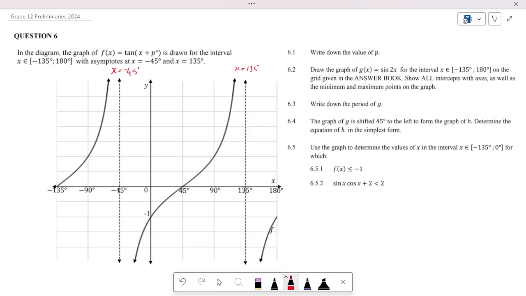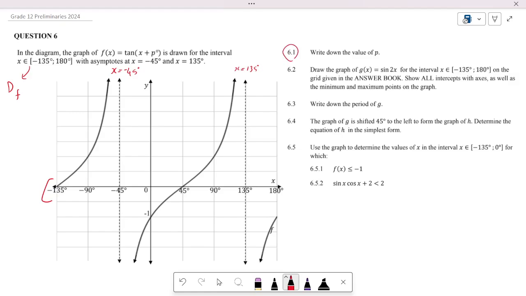Okay. And then what they're saying over here, the tan is drawn in the interval from negative 135 degrees included until 180 degrees included as well. Okay, so that's essentially the domain. So that is the domain of f. Okay, now, what else are we going to be doing? I think that's about it. So now let's answer the questions.